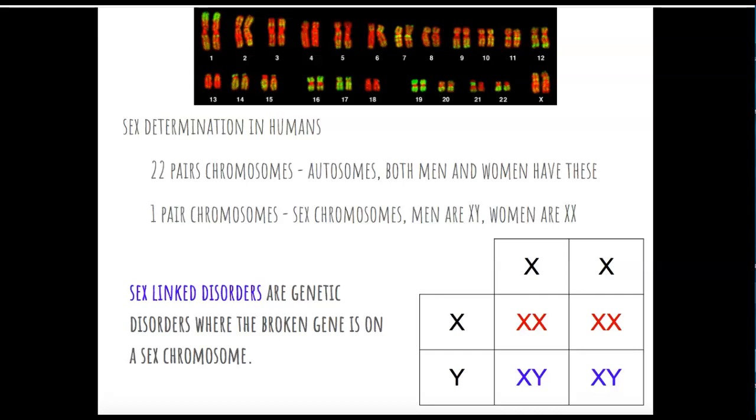So sex-linked disorders are genetic disorders where the broken gene is on a sex chromosome. Most of the time, sex-linked disorders are going to occur on the X chromosome. It's quite a bit larger than the Y chromosome. It has quite a bit more genetic information, and therefore most sex-linked disorders are going to be on the X chromosome as opposed to the Y chromosome. And that has important effects for men when we're talking about sex-linked disorders.